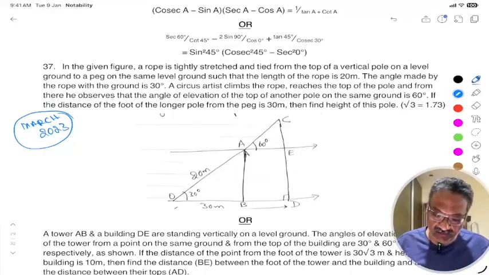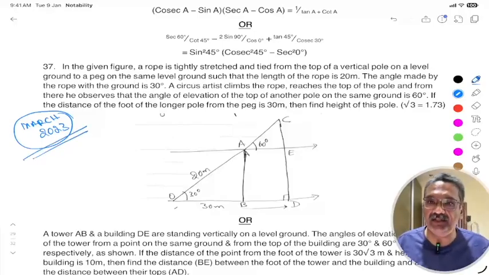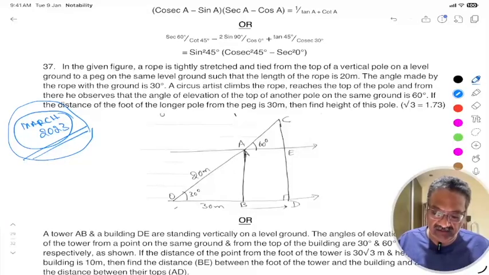Okay, let's come to the applications question. This is question number 37. The first portion is repeated from March 2023, which I have already solved previously. You can go to the March 2023 portion and take the solution from there.